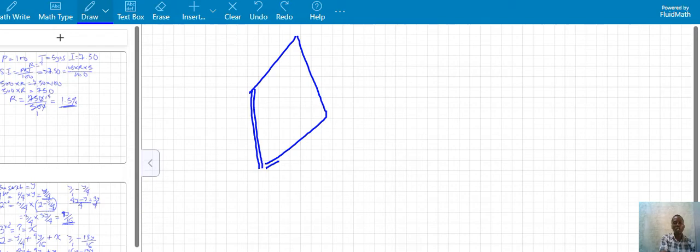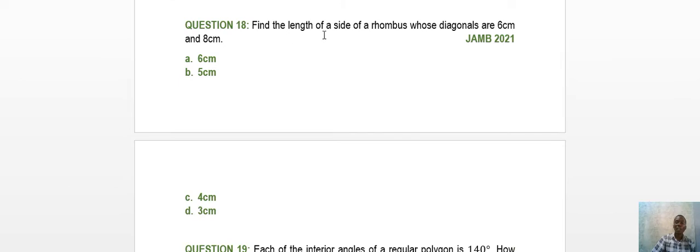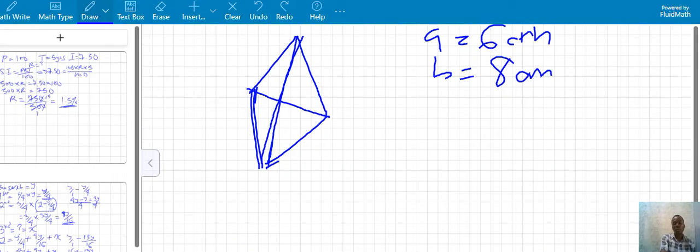We have a rhombus to be like this. This is like the shape of a rhombus. We have the longer diagonal and the shorter diagonal. Remember, we are told that the longer diagonal A is equal to 6 centimeter, and the other diagonal B is equal to 8 centimeter. We are asked to find the length of a side of the rhombus, which is x.